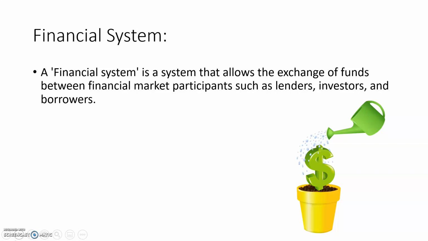Now you know why we need a financial system and what it means to have a financial system. The definition of financial system by book is a system that allows the exchange of funds between financial market participants, such as a lender, investor, and borrower.